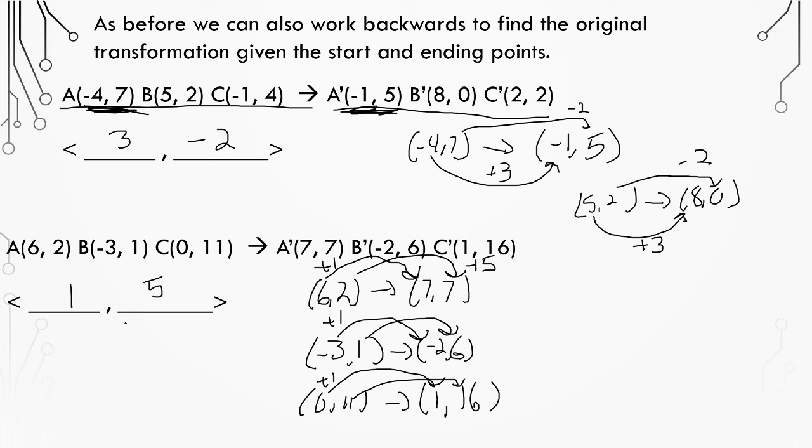So again, you're just simply asking yourself, what did I do to the x's to get the next x's, and what did I do to the y's to get the next y's? So here are your first x's, here are your second x's, and then here are your first y's, and here are your second y's. So you simply ask yourself, what did I do to go from the first set to the second set by adding or subtracting, and that's how you get your points.